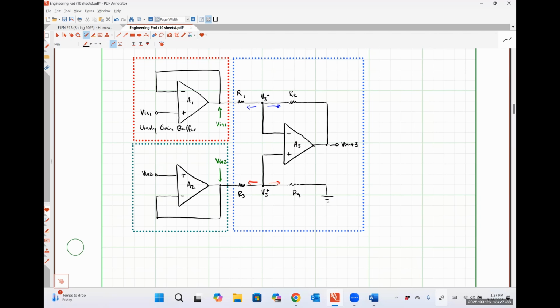And in a unity gain buffer, V out is equal to V in. That's why it's a unity gain system. The voltage gain is just 1, right? Exact same thing is true for this guy. It's just a unity gain buffer that was flipped upside down. So everything in the red block is a unity gain buffer. Everything in the green block is a unity gain buffer.